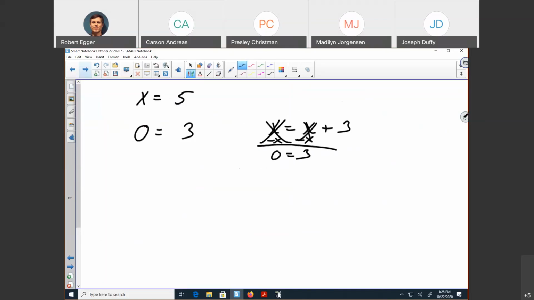But with something like that, the question is, does that make sense? Is that a true statement? Could, in this universe, 0 ever equal 3? Does 3 equal 0? And the answer to that question is no. This is what they call an inconsistent answer. And that basically means no solution.